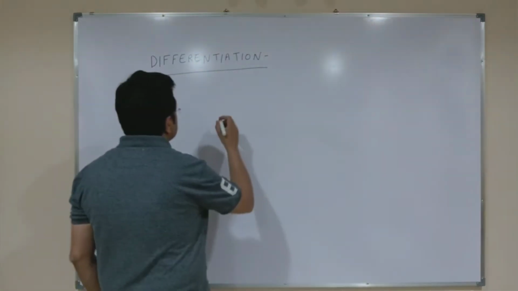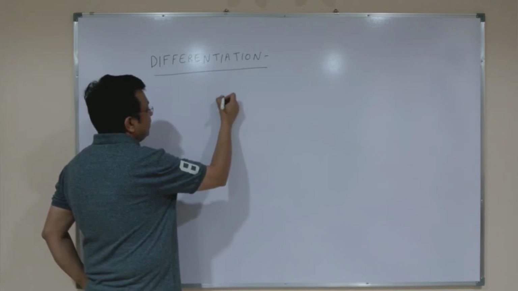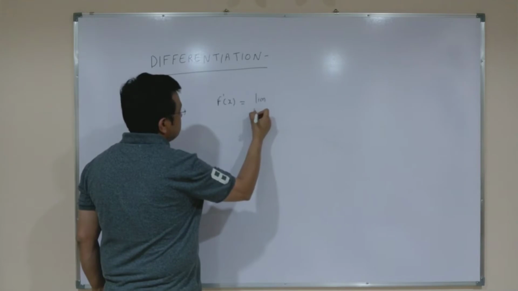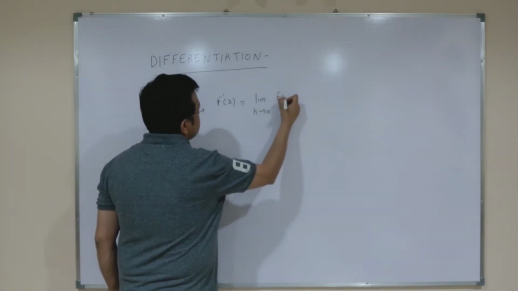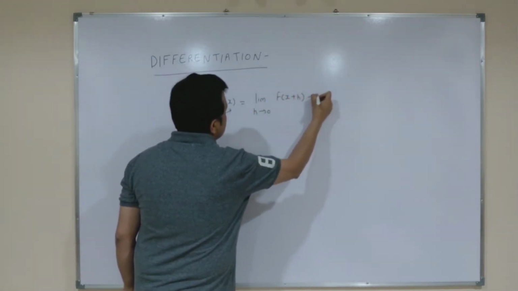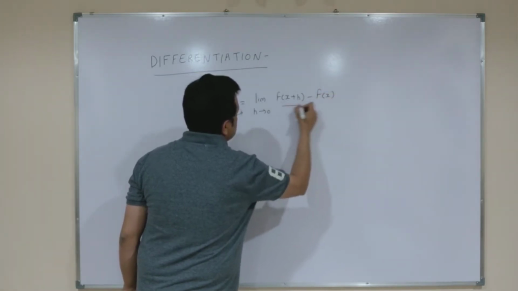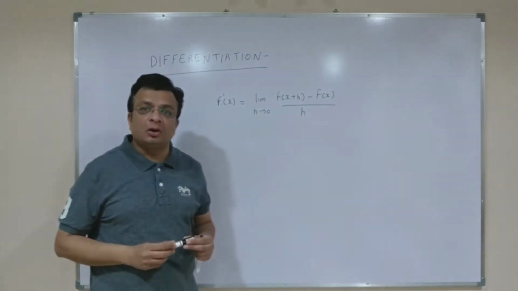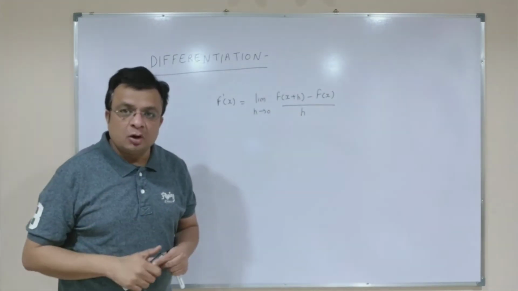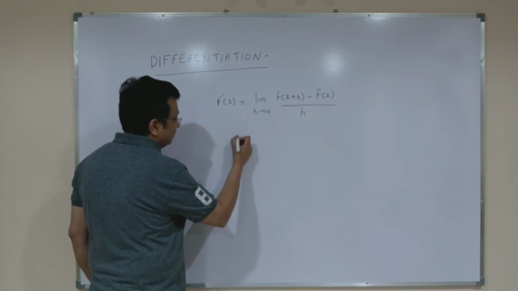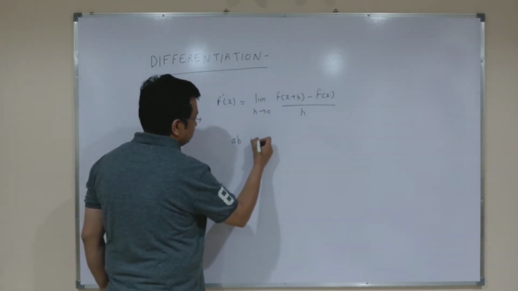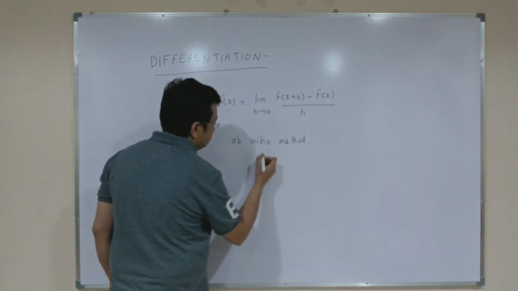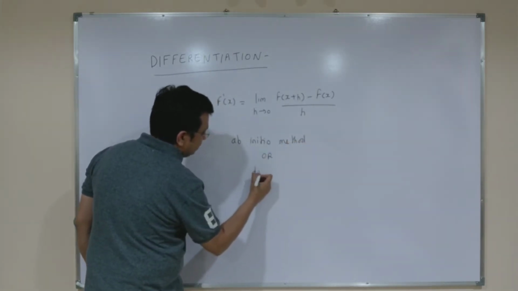See, if you want to find f dash x, then it will be limit h tends to 0 of f of x plus h minus f x upon h. This method of differentiation is called the first principle method, or it is also called the ab initio method, or there is one more name, it is also called the delta method.